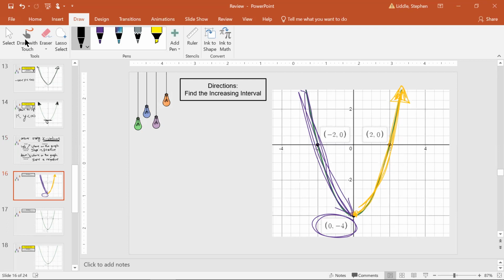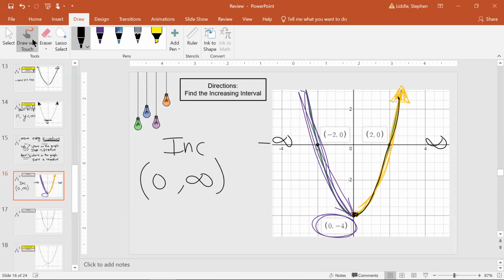Now to add some more features to this graph, the left side is negative infinity. The right side is all the way to infinity. I am increasing from this value of 0, -4, but remember we're using the X value, which is 0. So I would say I am increasing from 0 to infinity. I'm increasing from this point here all the way up as I go from left to right. We go left to right because we always have our smaller numbers come first, just like our number line.